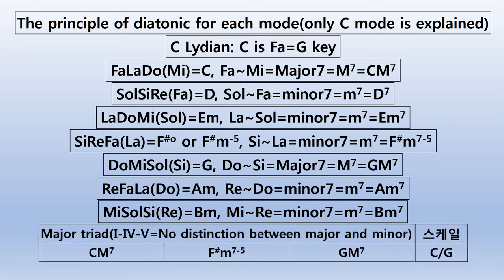The main triad of C Lydian is C major 7, F sharp minor 7 flat 5, G major 7, and the scale is C/G scale.